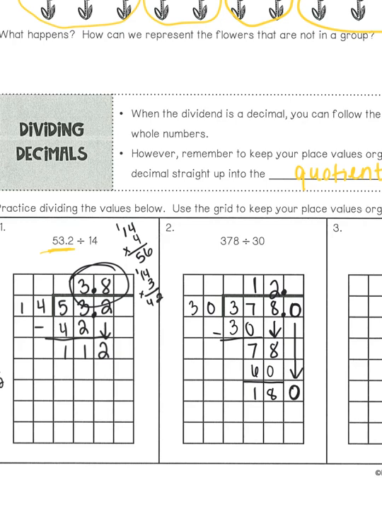Now I figure out how many times 30 goes into 180. So 30, 60, 90, 120, 150, 180. So 6 times. So if I have 6 times 30, I get 180, and now I have nothing left over. So my answer is 12.6.